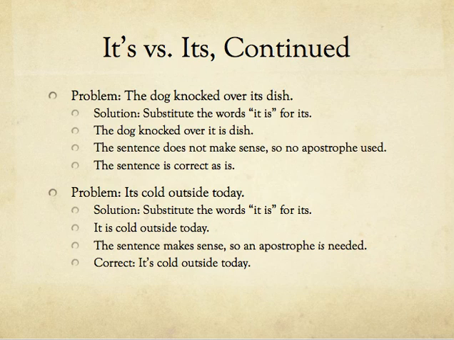Let's look at the next example. It's cold outside today. Now let's substitute the words it is for it's, and we end up with it is cold outside today. Well, that makes sense. So therefore, it is the contraction form, and it does require the apostrophe. So it's cold outside today, notice, with the apostrophe S.